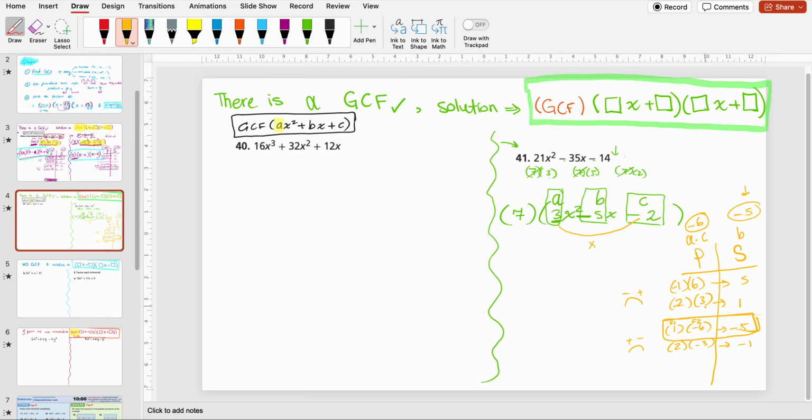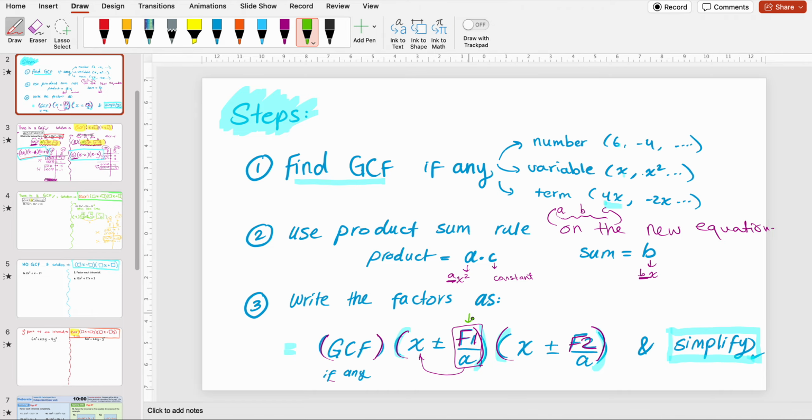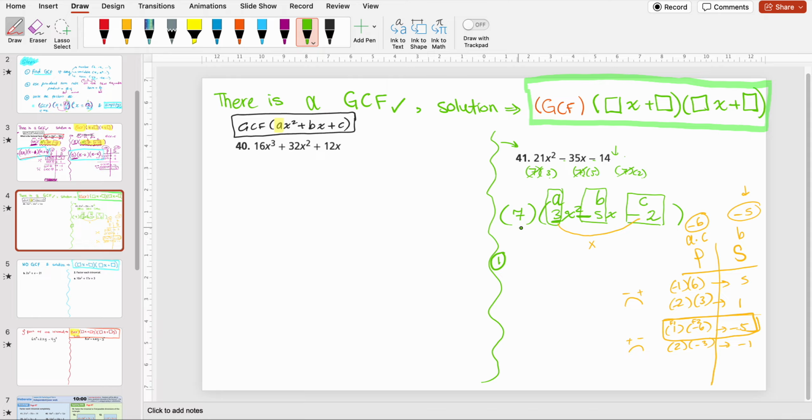Okay? Now from here, what do we do? From here, you have to do the following. First, write the factors in the following formula. The first factor divided by a, second factor divided by a. Don't forget the GCF. So 7, the GCF, outside. Now, this thing, we factor it as 2 brackets. For x, what's the first factor? Positive 1. So x plus 1, x minus 6. And because we have an a, you have to divide the factors by your a.